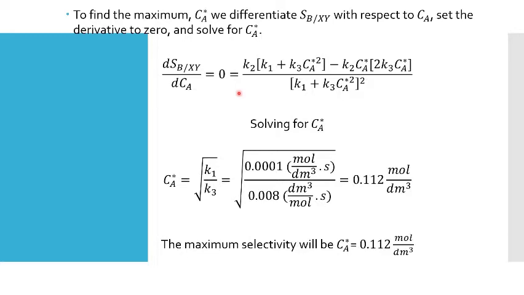By using your calculus knowledge, this is how you get the equation, and solving for Ca star, this is the final equation, which is the square root of K1 over K3. From the question, the values of K1 and K3 are given. The value of K1 is 0.001 mole per dm³·s, and the value of K3 is 0.008 dm³ per mole·s. The final answer is 0.112 mole per dm³. So at a concentration of 0.112 mole per dm³, the selectivity is at the maximum point.